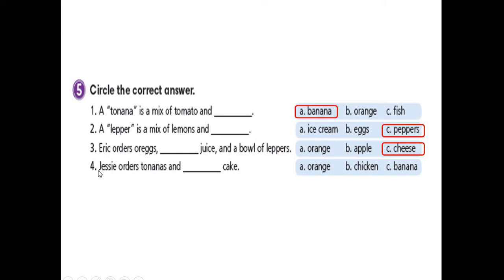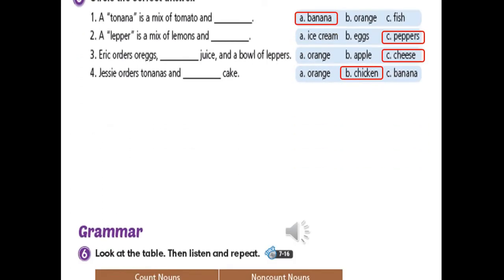Alright, let's move on to number 4. Jesse orders tunanas and blank cake. Again, Jesse orders tunanas and blank cake. A, orange. B, chicken. C, banana. So if your answer is letter B, you are correct. Okay, so please take note of the answer, students. Don't forget to write it in your books. Okay, so if you're finished, let's move on.